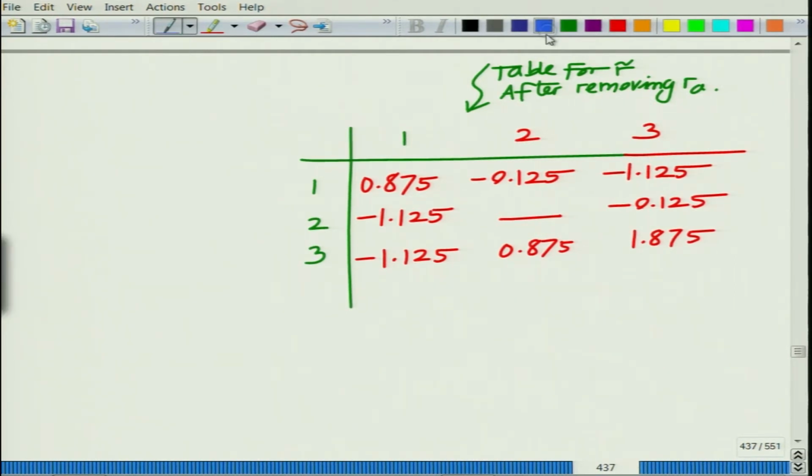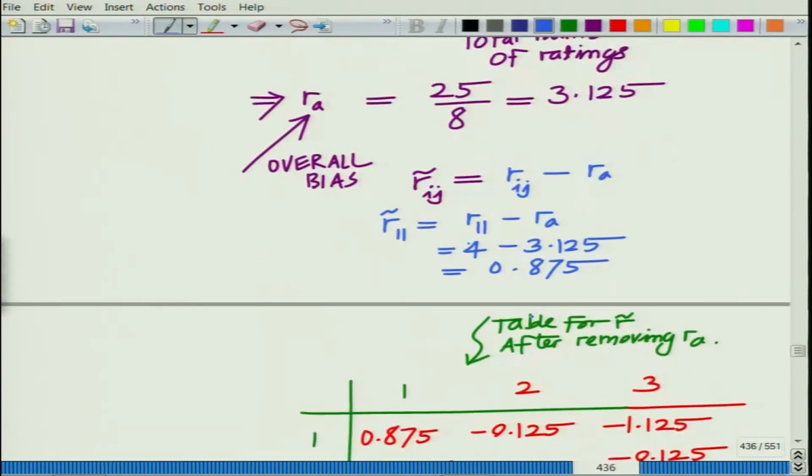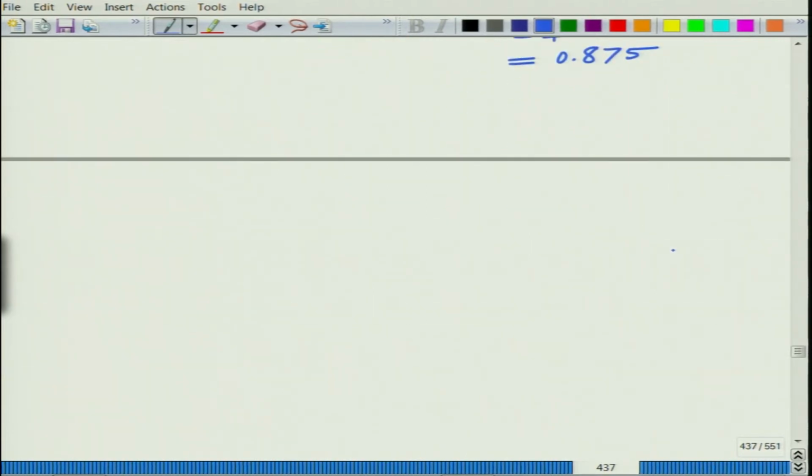For instance, this you can see is R tilde 3 comma 2, which should be the rating of 3 for user 2, that is 4 minus R A. So, this is R 3 2 minus R A, that is 4 minus 3.125, which is 0.875, and so on.